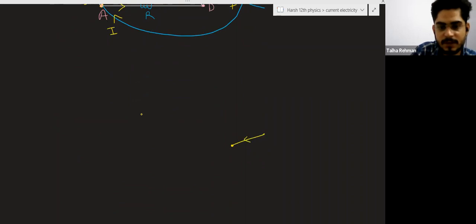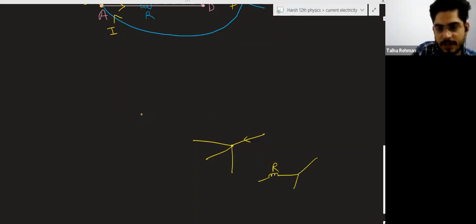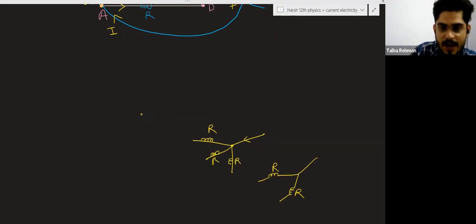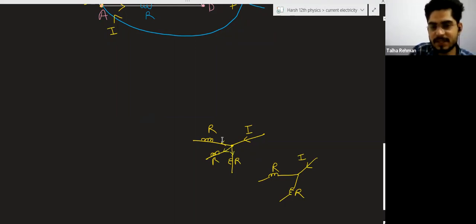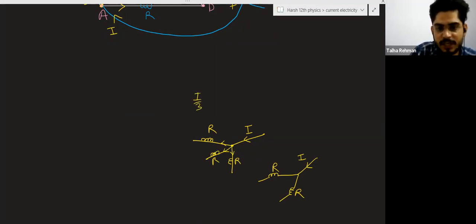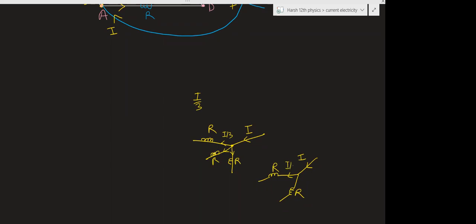This is the current. Suppose here is a resistance R connected, here again R, here again R, here again R. If current I is flowing in this and you want to find the amount of current flowing in each branch, and the resistances are equal, you have three resistances, so you will divide current by 3. So in each branch there will be a current I by 3. Here you will divide current by 2, so you will get I by 2.